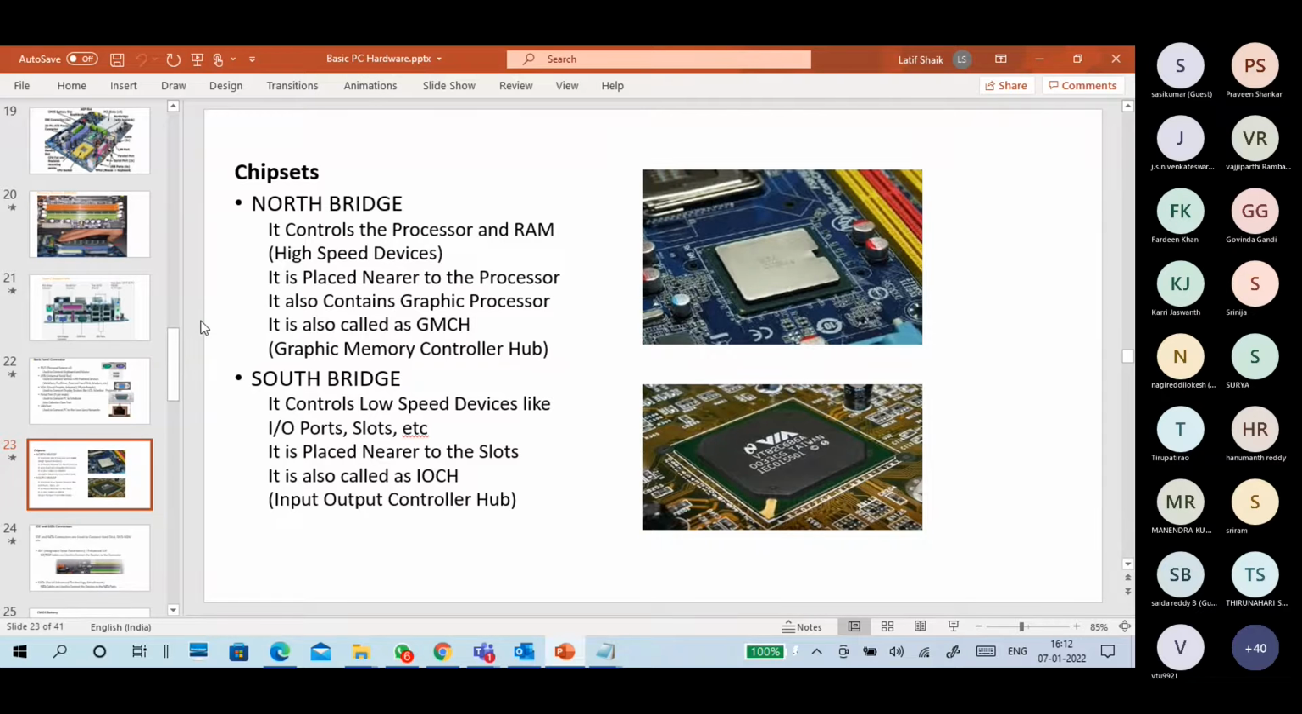The South Bridge will take care of other peripherals, meaning the IO port numbers, PCI slots, AGP slots, data connectors like hard disk connectors, and USB connectors. That entire communication will be taken care of by the South Bridge only. Okay, that is the chipsets, North Bridge and South Bridge.